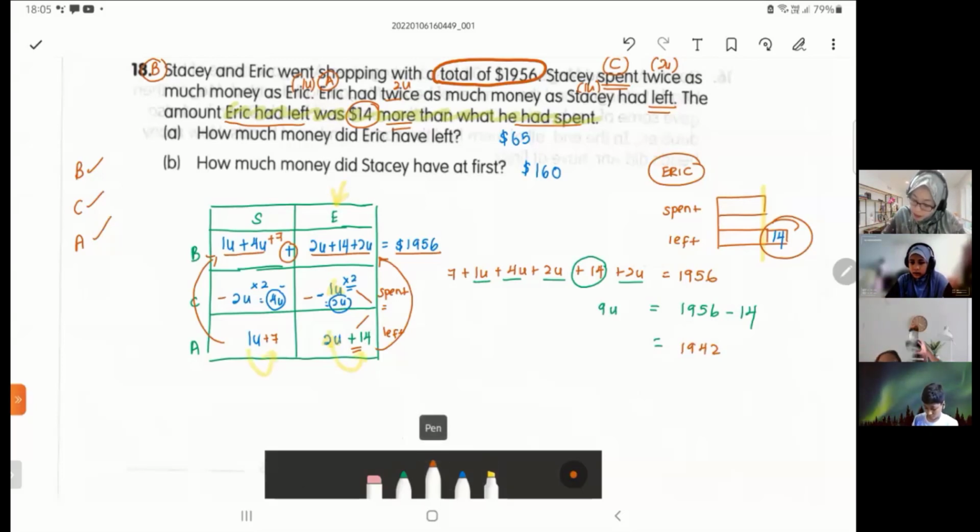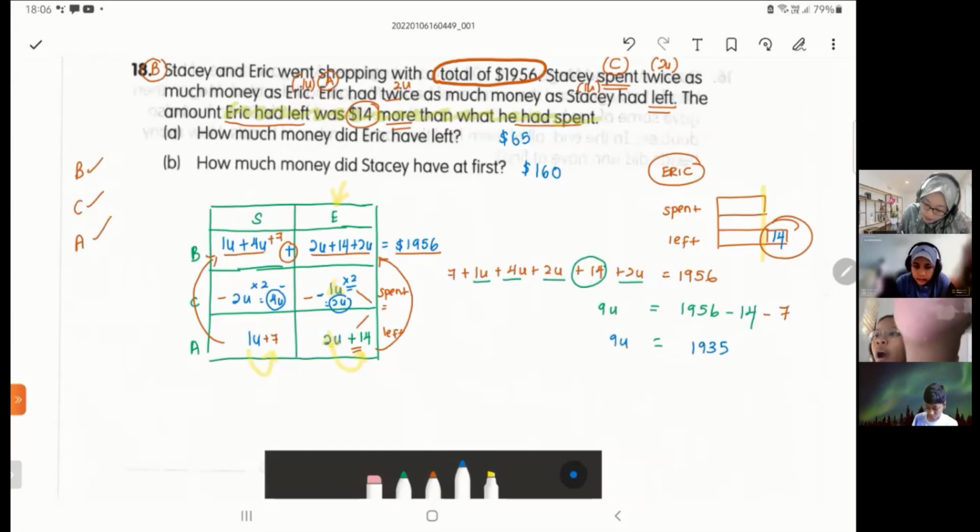So which means when I minus, it is minus 14 minus 7, equals to 1956 minus 14 minus 7. And that will give me 1935. And this is 9 unit. Then it's correct. Remember, 2 unit have extra 14, so 1 unit have extra 7. Okay, that one I missed out just now.